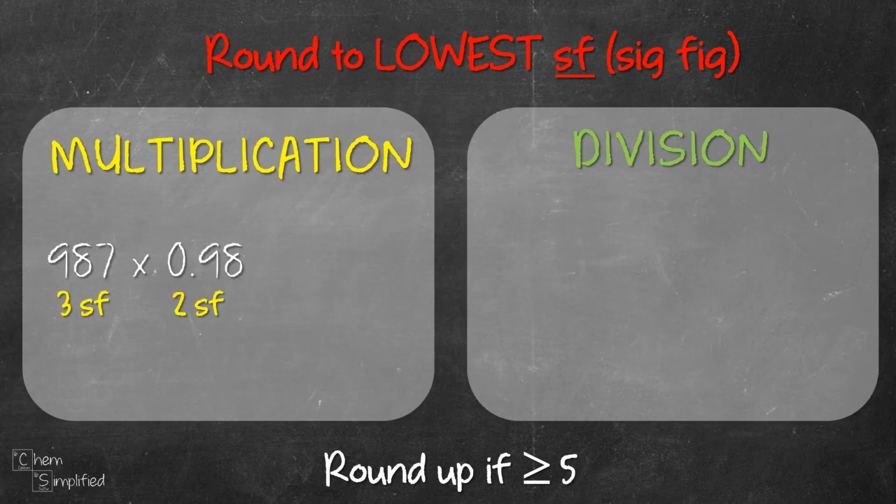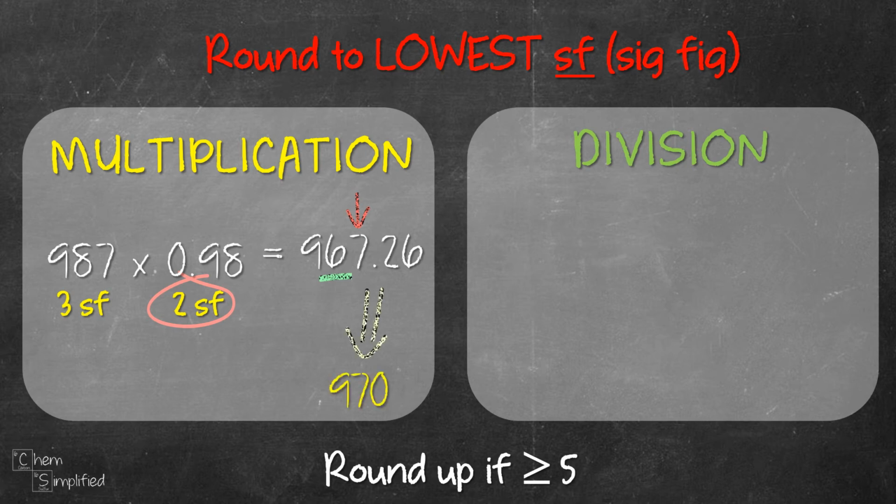The rule for multiplication is to round off following the lowest Sig Fig. In our case, between 2 Sig Fig and 3 Sig Fig, 2 is the lowest, so therefore, our answer is going to be presented in 2 Sig Fig. We multiply 987 with 0.98 and we get 967.26. The first Sig Fig is 9 and the second Sig Fig is 6. That means we need to look at the digit after the second significant figure and decide whether to round up or not. Since that digit is 7, it's 5 and above, so we need to round up. Rounding up is going to give us 970. We add 1 to 6, so therefore we get 970.